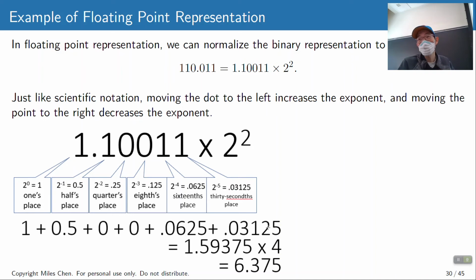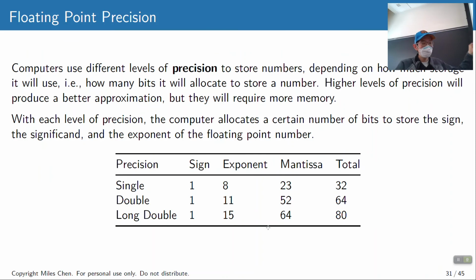If you're not accustomed to working in binary, it's okay that this is kind of a slow thing. As far as our computers go, there are technically different systems. You have single precision floating point, double precision floating point, and there's also a long double precision floating point.